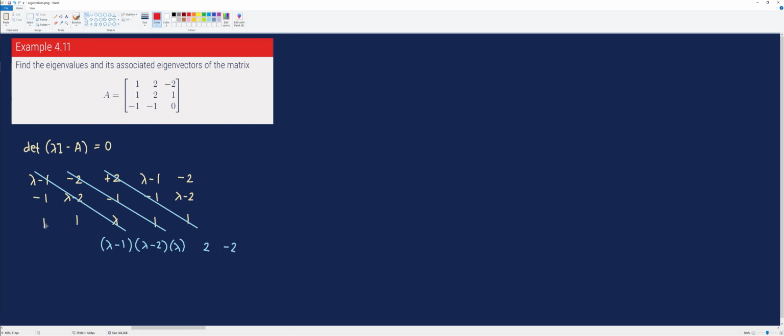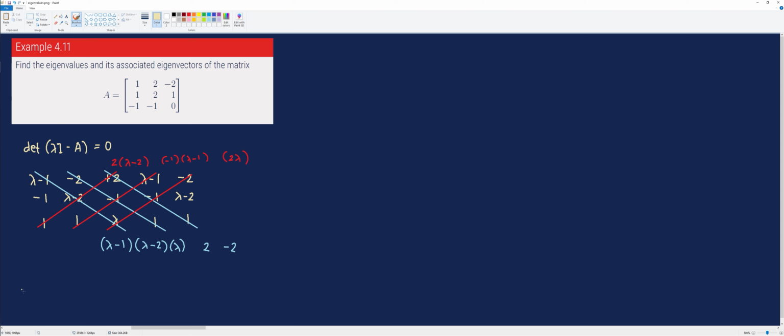Then we multiply this, this, and this. And this one gives us 2 times lambda minus 2. This one is -1 times lambda minus 1. So I did not include the +1. Whereas this one is equal to 2 lambda.